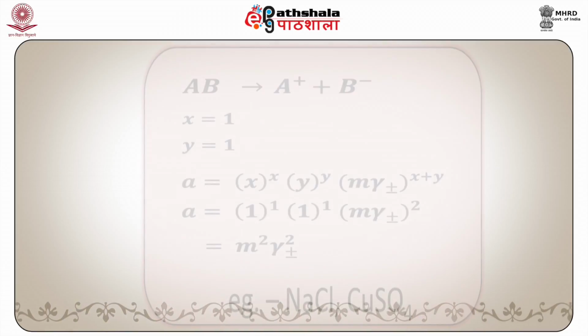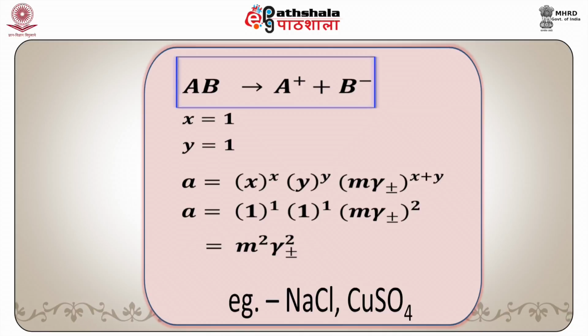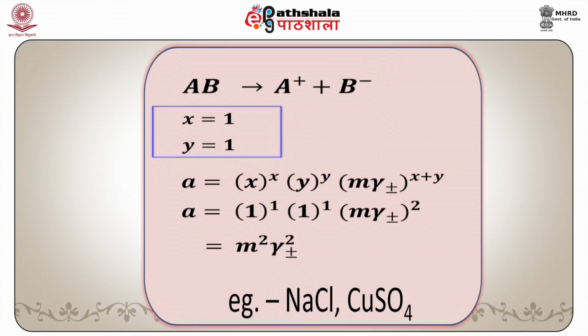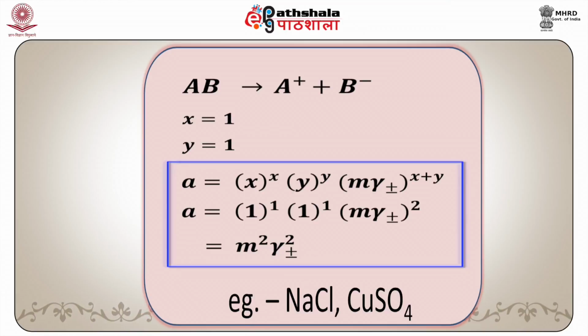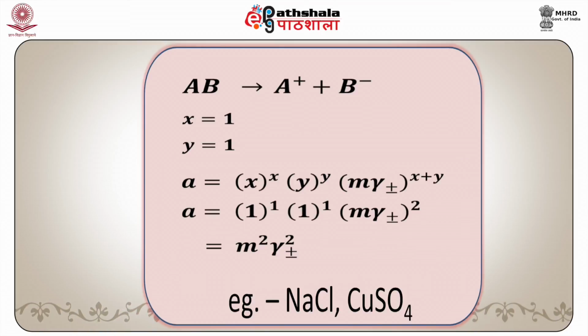For example, for a uni-univalent electrolyte of the type AB, which dissociates into A positive plus B negative, x is equal to 1 and y is equal to 1. Therefore, a, which is equal to x to the power x, y to the power y, m gamma plus minus to the power x plus y, becomes 1 to the power 1, 1 to the power 1 into m gamma plus minus to the power 2, which is m square into gamma plus minus square. Examples are sodium chloride NaCl and copper sulfate CuSO4.